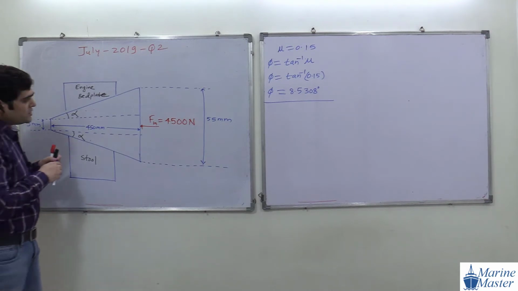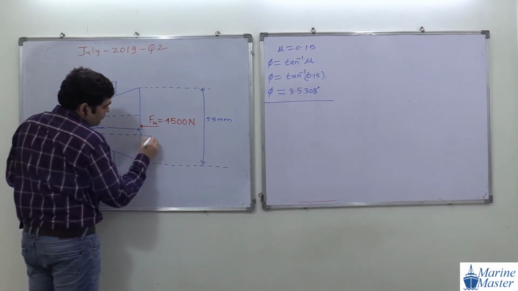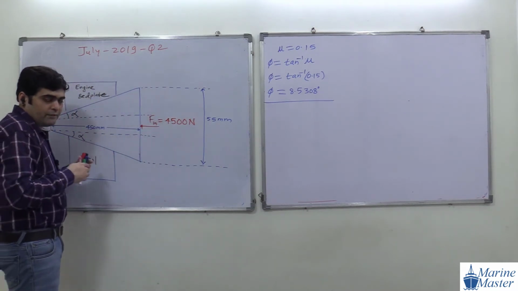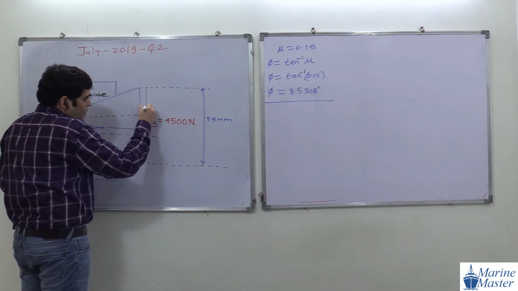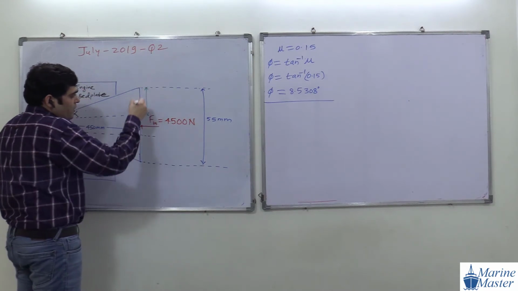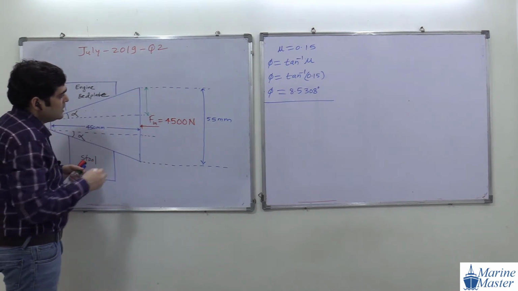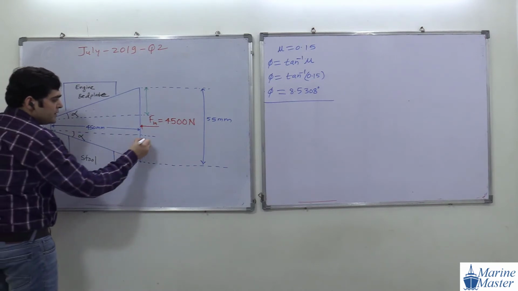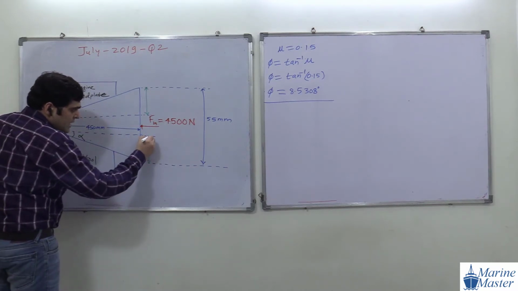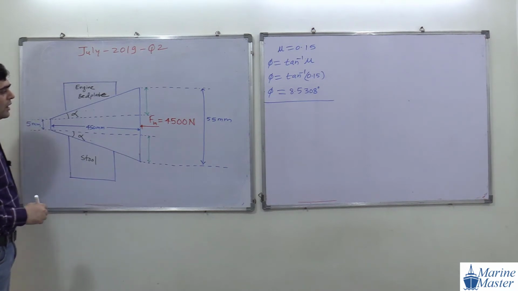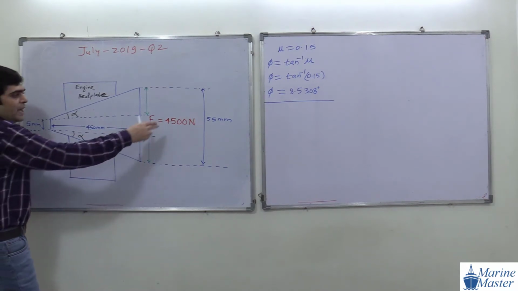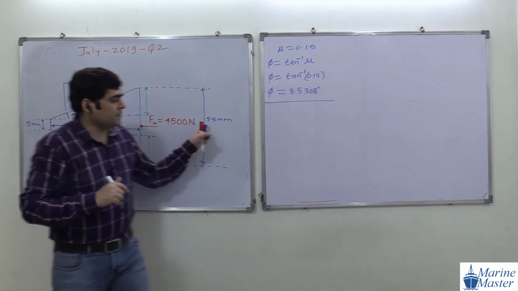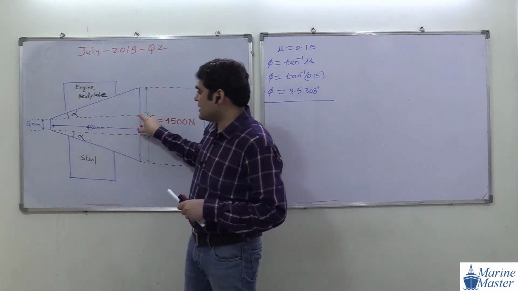Now guys, try to observe this drawing carefully. I am asking you one important question. What will be this distance? What will be this distance, guys? Yes, 55 minus 5. Correct, very good. So 55, we will subtract 5 from that.